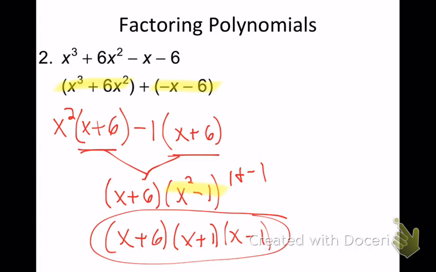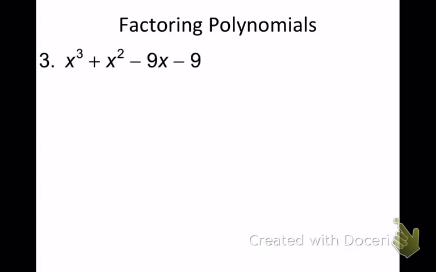Let's try number 3. So x cubed plus x squared minus 9x minus 9. The first thing I want to do is group them. So I have the left side and I have the right side. What can come out of the left side where they both have in common that I can pull out? An x squared. Now that's going to leave me what on the inside? X plus 1.